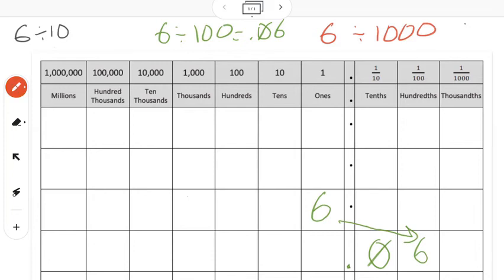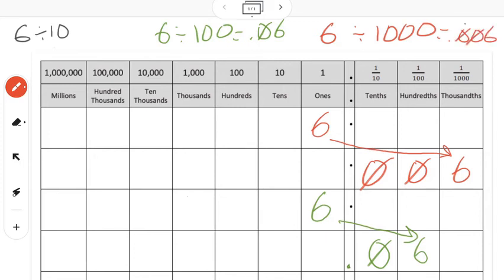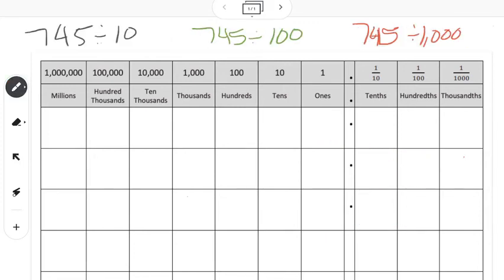Last but not least, we're going to do 6 divided by 1,000. Larger number still. We're going to have to go over three place values to be the equivalent of that. And we have nothing in the hundredths, which is a 0, and nothing in the tenths, again a 0. So our answer is 6 thousandths for that number.